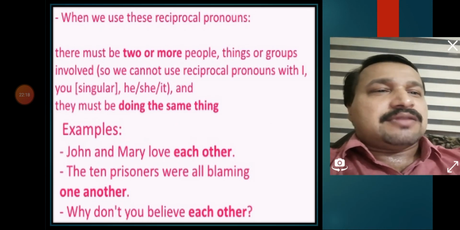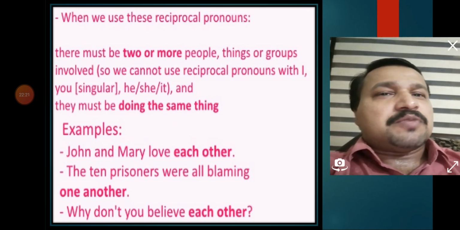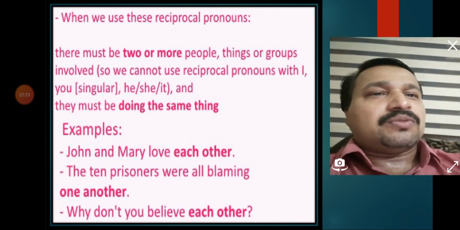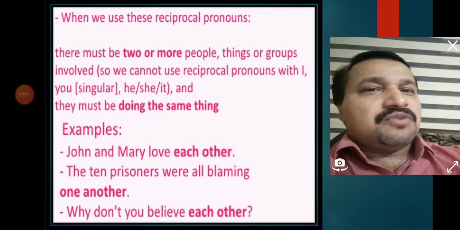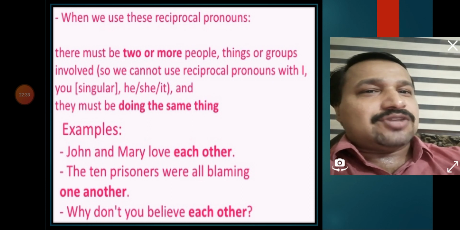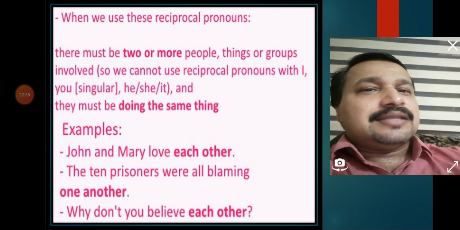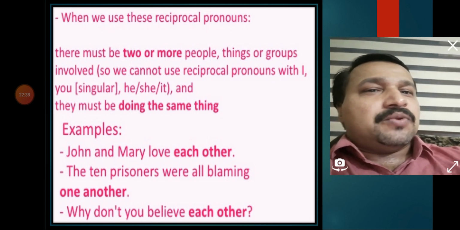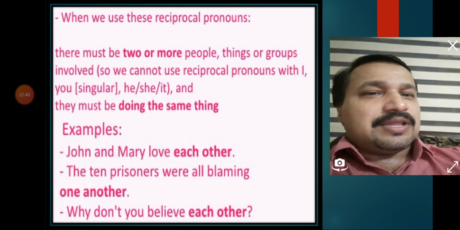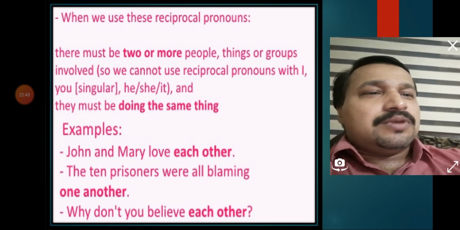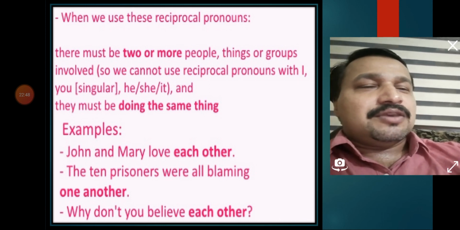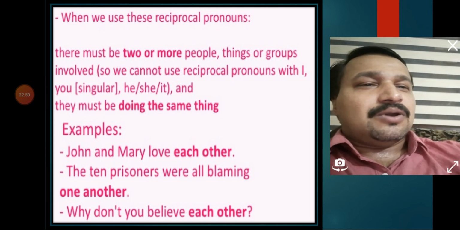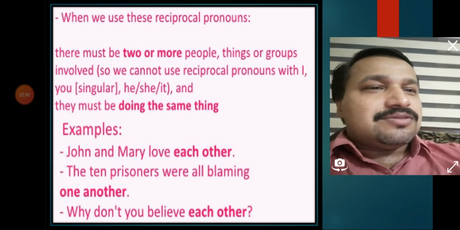When we use these reciprocal pronouns, there must be two or more people or things or groups involved. So we cannot use reciprocal pronouns with I, you, he, she, it, and they. They must be doing the same thing. For example, John and Mary love each other. There two persons are there. Instead of John and Mary, we have used another word, a combo word, each other.